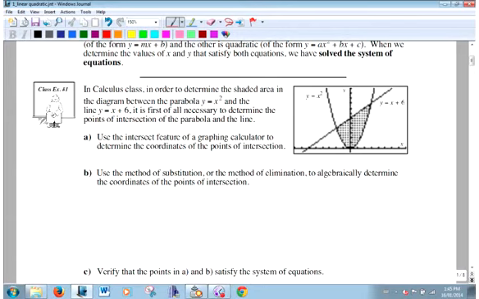Let's read this. In calculus class, which you all will do if you're taking science at secondary education, in order to determine the shaded area in the diagram between the parabola, the most basic one we could have, y equals x squared, and the line, y equals x plus 6. Let's go over this again. What does the 6 mean?